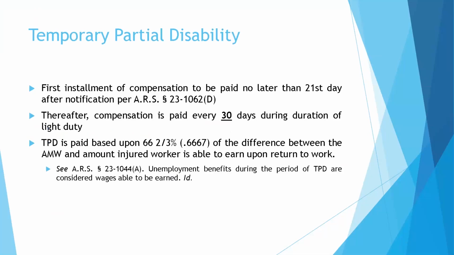Okay, with temporary partial disability, if they're receiving it, the first installment is to be paid no later than the 21st day after notification, and this is per ARS 23-1062D. Thereafter, it is to be paid every 30 days during the duration of light duty status, but we indicate it is to be paid at least every 30 days.